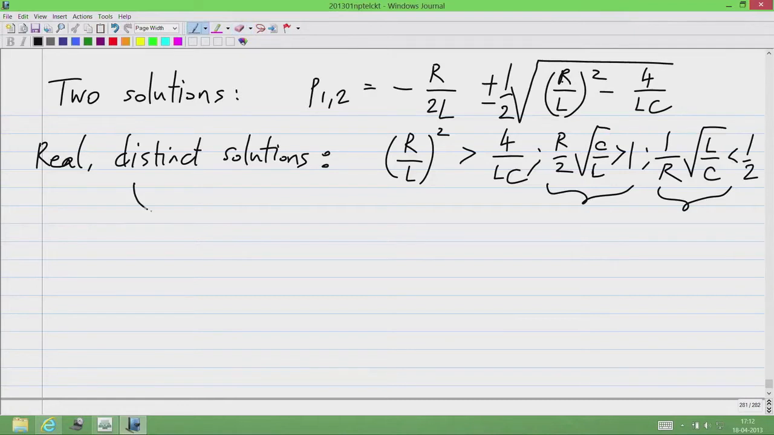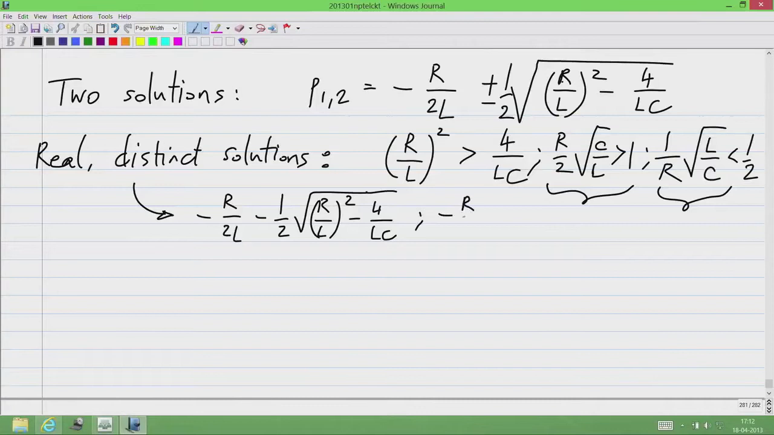So, then there will be two real and distinct solutions, which are minus R by 2L minus half square root of (R by L) square minus 4 by LC, and the other one will be minus R by 2L plus half square root of (R by L) square minus 4 by LC.